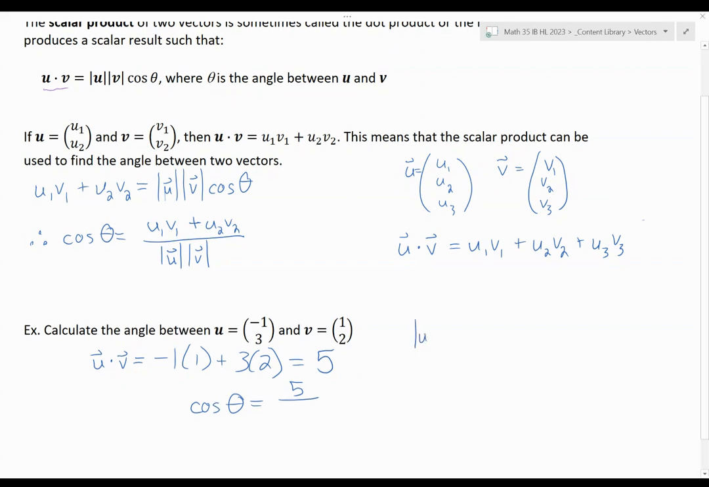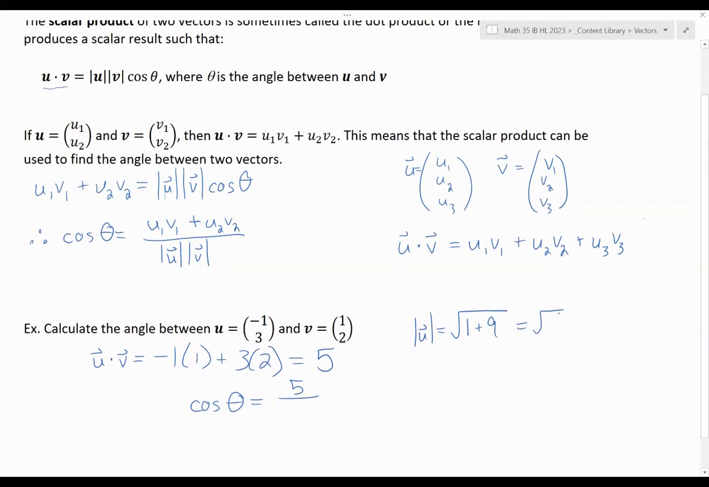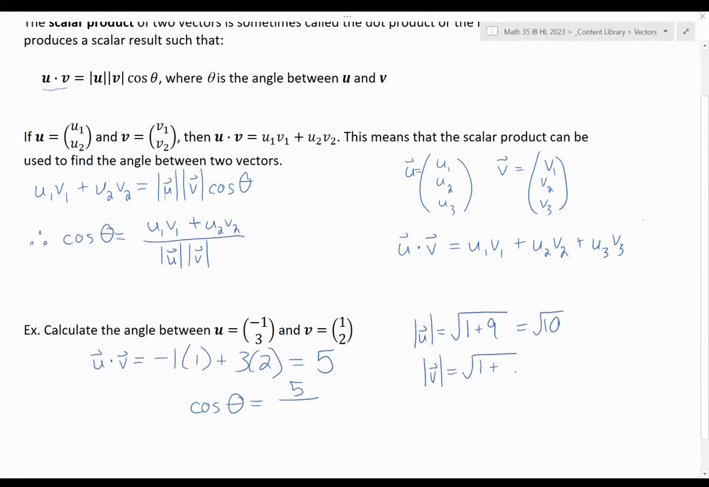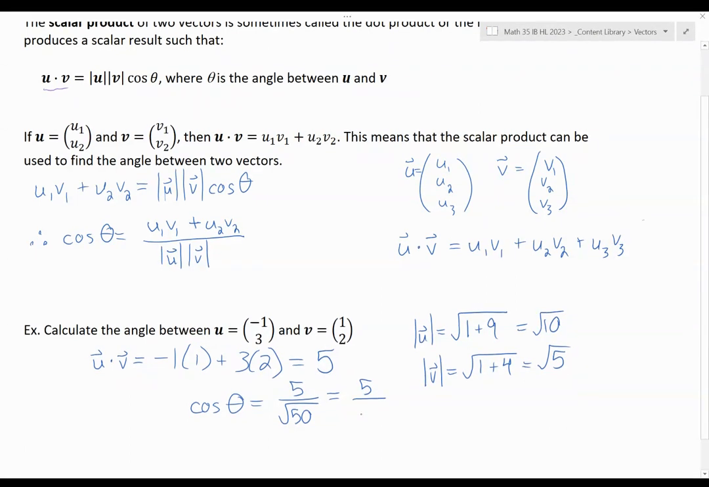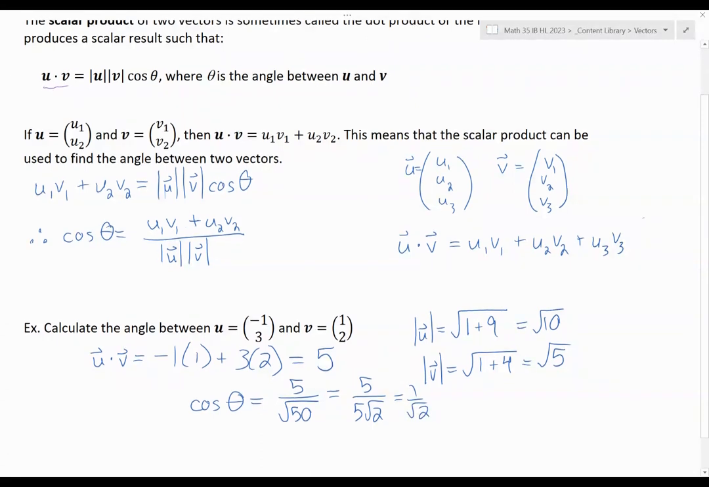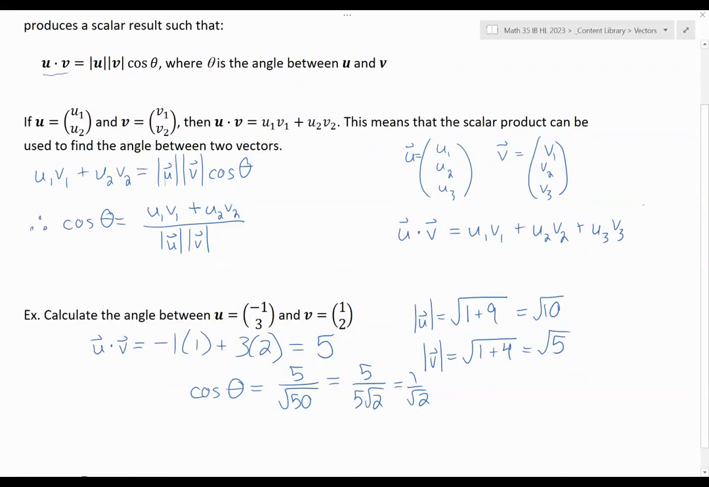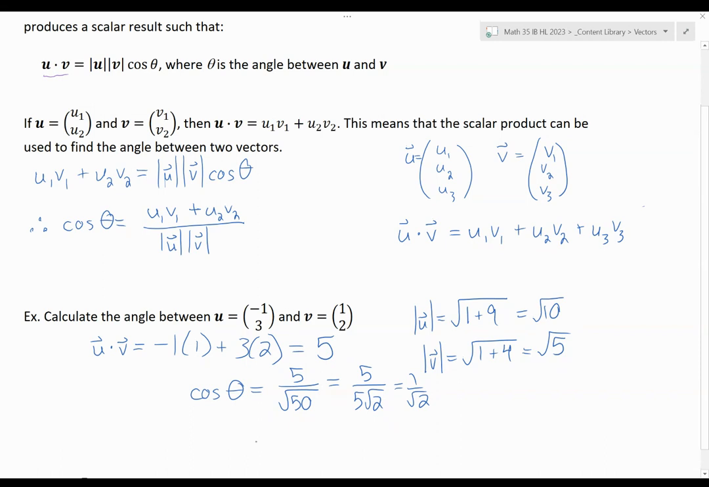So the magnitude of u is the square root of -1 squared plus 3 squared, so the square root of 10. And the magnitude of v is the square root of 1 squared plus 2 squared, so the square root of 5. The product of those two is root 50. I can simplify this. I don't really need to find the angle, but I'm going to, because this is 5 over 5 root 2, or in other words, 1 over root 2. I could have just used a calculator with the 5 over root 50, but I know that 1 over root 2 is the cosine of a 45-degree angle. So theta, therefore, is 45 degrees.